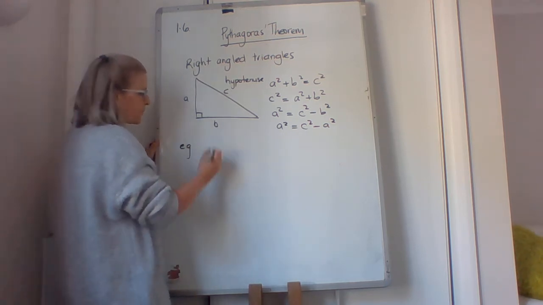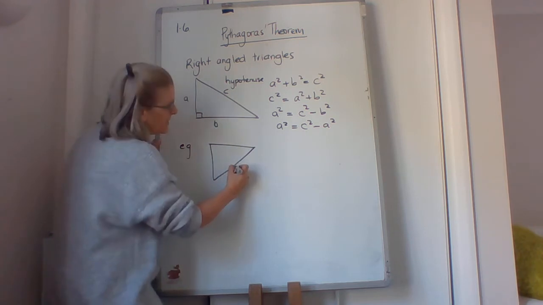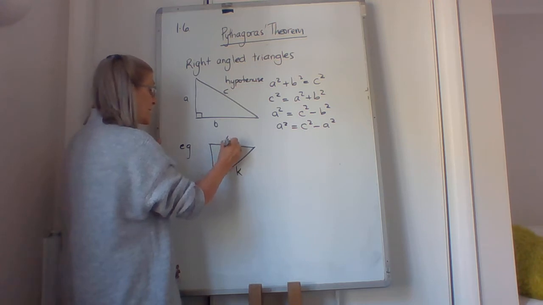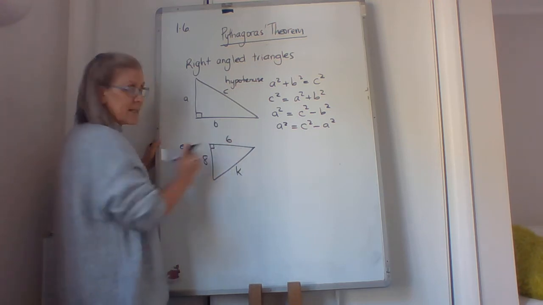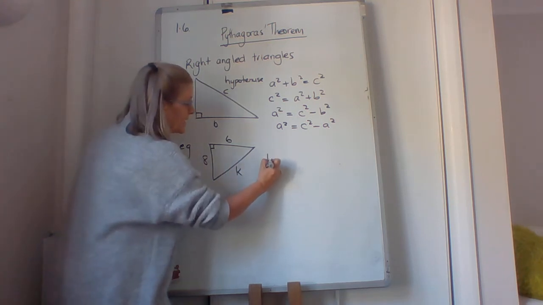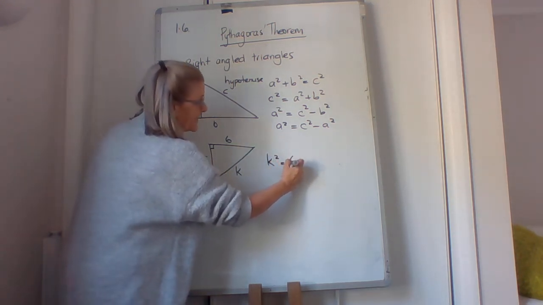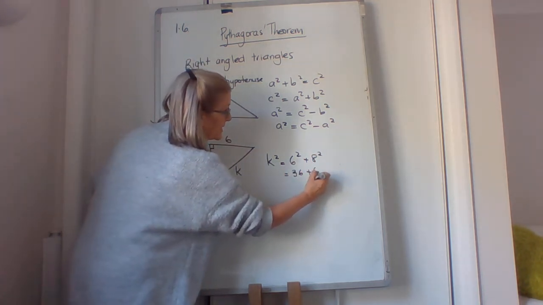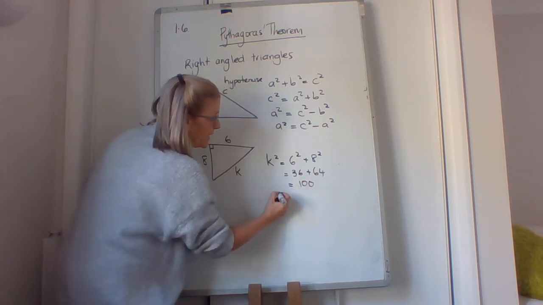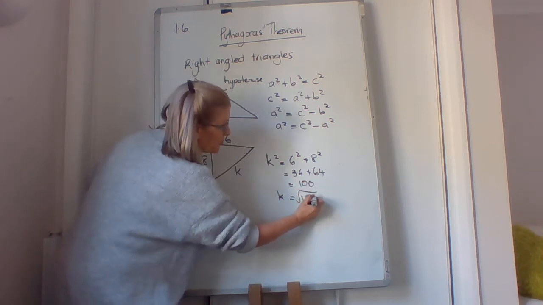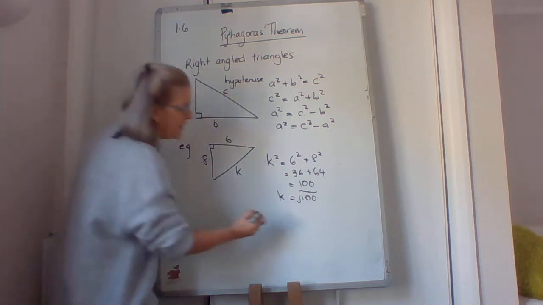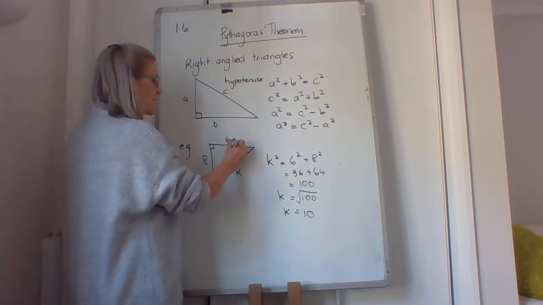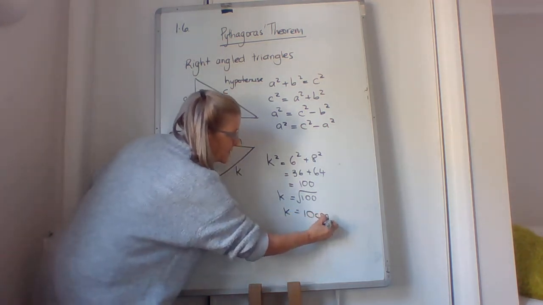Let's have a look. We should always write all of our working out. So if we say that this is k, and we've got 6 and 8, check that there's a right angle, all right? We're going to say k squared, which is the hypotenuse, equals 6 squared plus 8 squared. So that's 36 plus 64 equals 100. k equals the square root of 100, and it's always the positive square root because we're talking about a length. So k equals 10. All right, we should always have lengths, so centimetres all over the show. We've got centimetres in our answer.